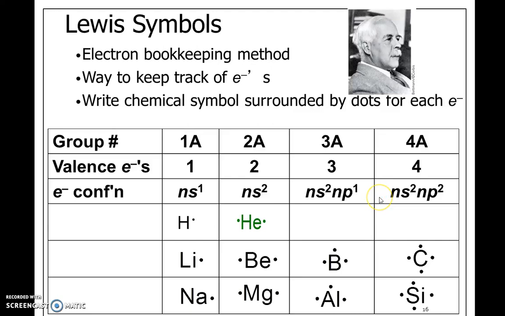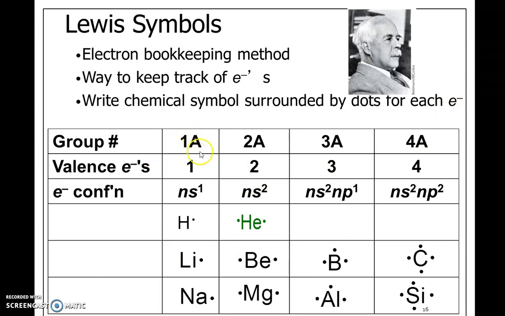Hopefully this should be review from Monday's lecture. So we talked a little bit about Lewis symbols. The symbols are for ions, showing how many electrons are around and can be given or taken. This is a way to keep track of electrons, and we write it with the chemical symbols with dots representing each electron.